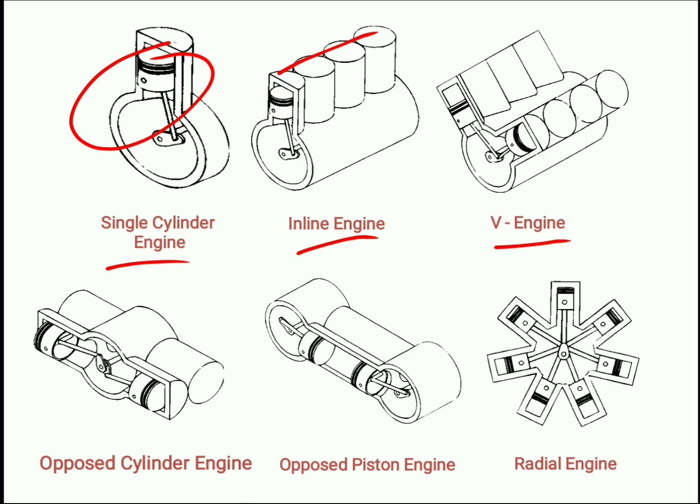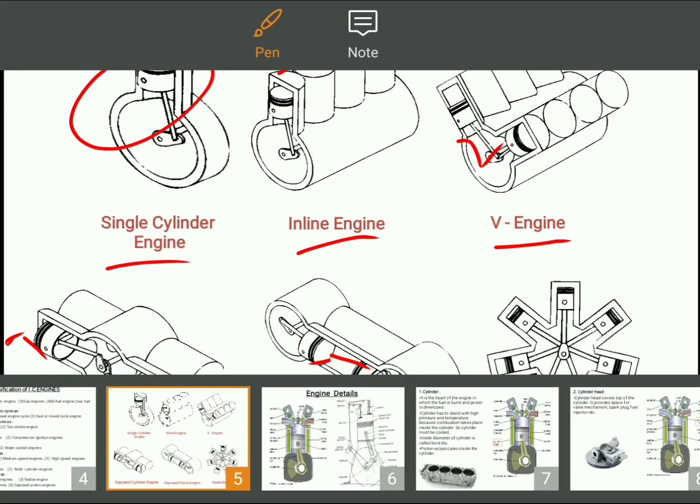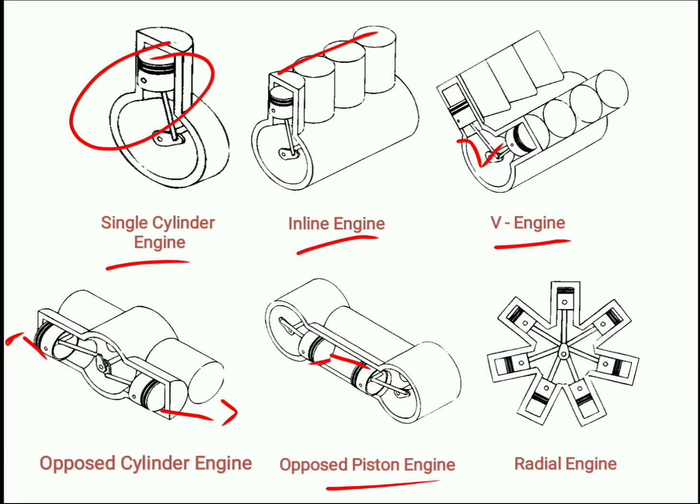V engines: if the cylinders are arranged in the form of a V shape, then we call it V engines. In opposed cylinder engines, you can say that the pistons are moving in the outward direction. Whereas in case of opposed piston engines, the pistons are moving in the inward direction. And in case of the radial engines, your pistons are arranged in the radially outward direction.